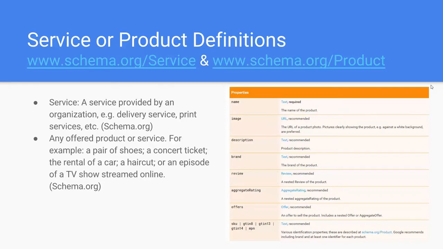So you're describing the name, the image, the description, the brand, whether it has any reviews, and then how you actually can buy it. So how you actually buy the sell. And when we get to offers, we'll talk about it being like the invoice line item.